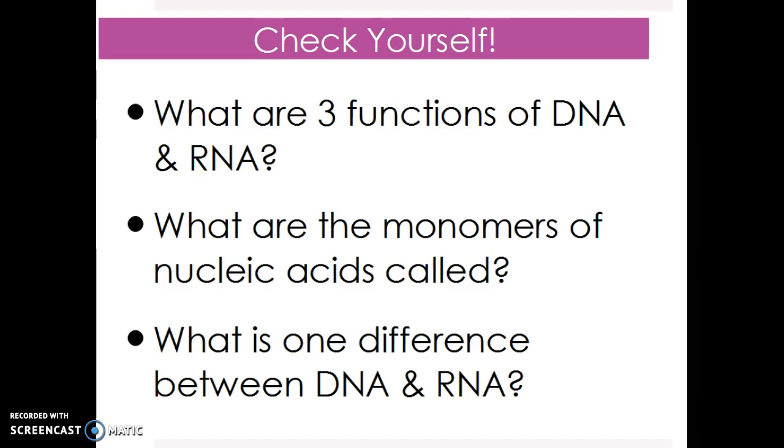The second question, what are the monomers of nucleic acids called? They are called nucleotides. Remember, you have the phosphate, the sugar, and the nitrogen base. And what's one difference between the 2? You could talk about the structure of DNA versus RNA. DNA is double-stranded, RNA is single-stranded. You could specify that DNA is found in the nucleus and RNA is found in the cytoplasm. Those are both valid answers.